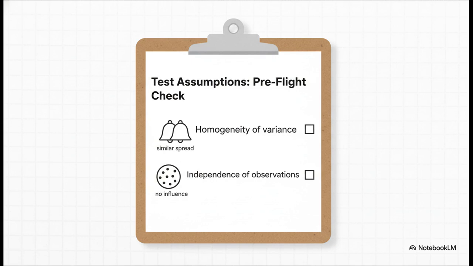Most tests have what we call assumptions. For example, homogeneity of variance is just a fancy way of saying the groups you're comparing have a similar amount of spread in their data. And independence of observations just means that one data point isn't influencing another. Checking these rules before you start makes sure your results are actually valid.